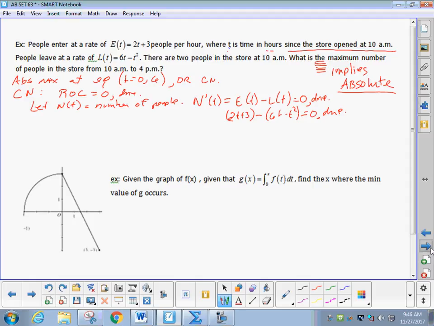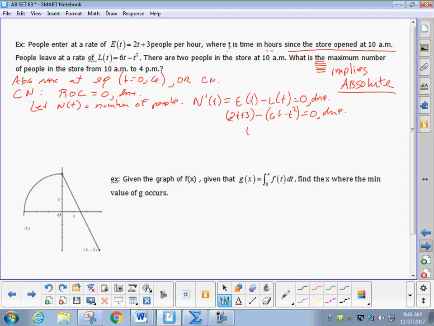In essence, then, I'm really finding where they're equal. If I'm finding where they're equal, that makes sense because before they're equal, one must be growing more than the other, and they must be entering more than they're leaving. And after, they must be switching off. So it makes sense to find where they're equal because before and after that point, it must be changing.